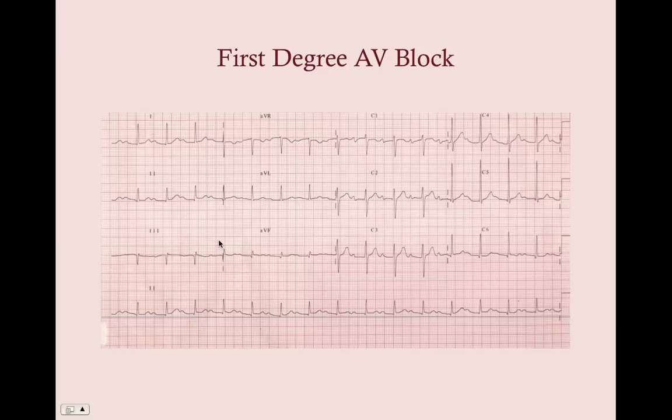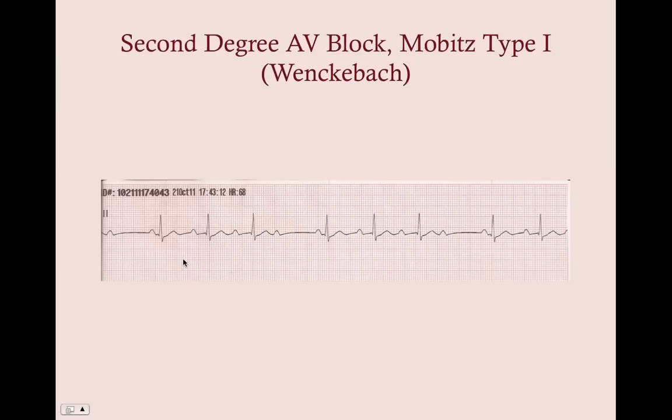First degree AV block doesn't require treatment. Now a second degree AV block is different. What a second degree AV block is where you have an elongated PR interval, but with each progressive heartbeat, that PR interval becomes more elongated and more elongated and more elongated. And then at some point, you have a P wave that doesn't have a corresponding QRS complex.